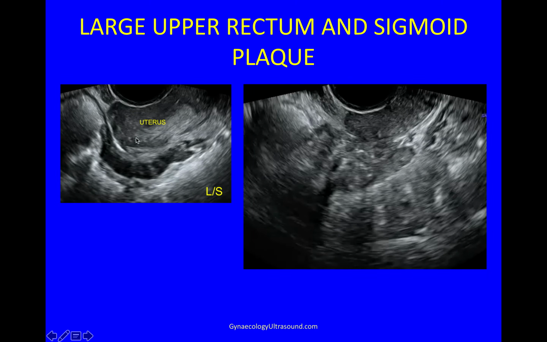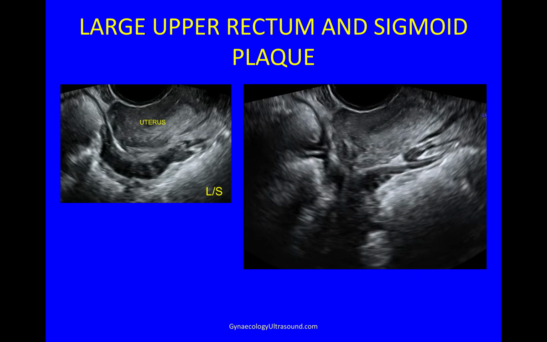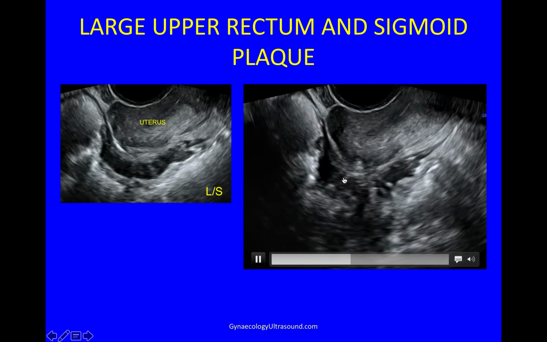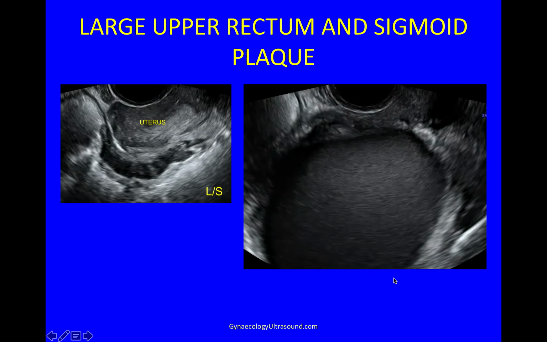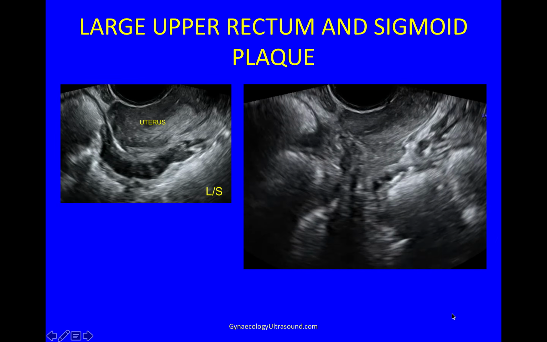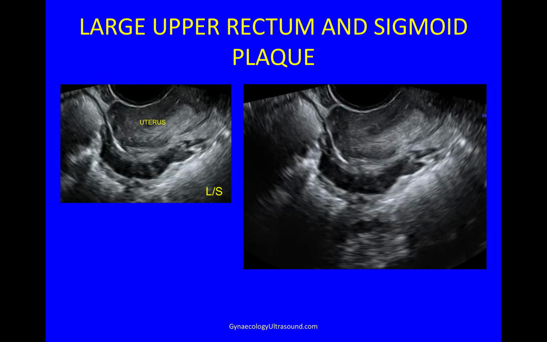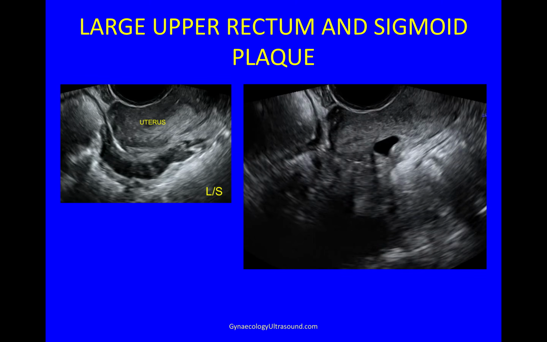Here I've got a uterus with a very large plaque of endometriosis affecting the upper rectum and the sigmoid, and this is what that looks like. There's the uterus, and there comes this really thick dark plaque of DIE and the huge ovarian endometrioma all attached to one another. So this is upper rectum and sigmoid.